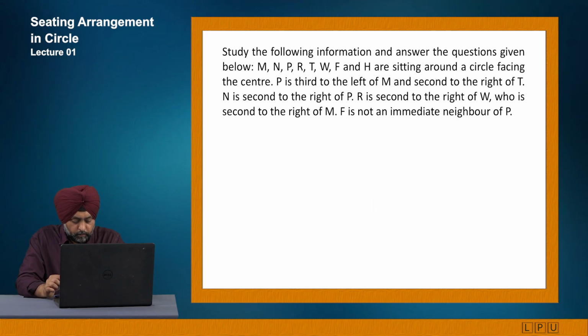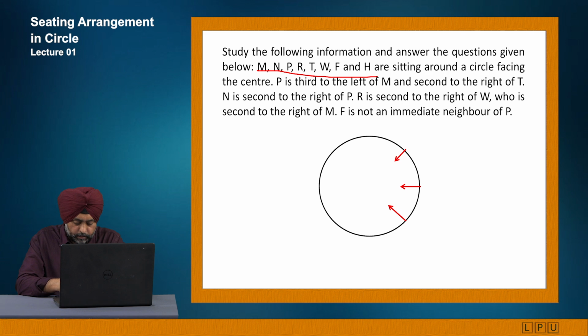The question goes, M and P are T, W, F and H are sitting around a circle facing center. Remember, first and foremost thing, always count the number of people sitting in the circle first. Whether there are 6, 7, 8, you have to count those people and mark those people around a circle. So the first step will be, we will make a circle and mark the positions, whatever number of people are there in a circle. So there are 8 people, so we will mark 8 positions in a circle.